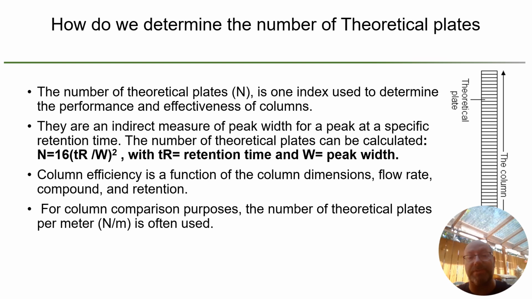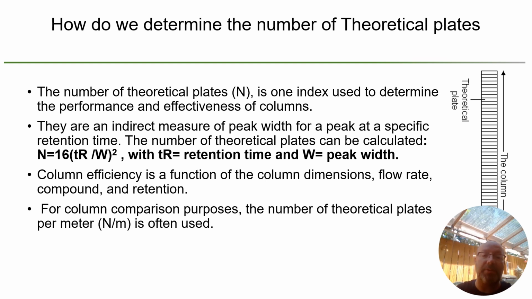The column efficiency is a function of the dimensions, flow rate, compound, and retention. For column comparison purposes, the number of theoretical plates per meter is often used. So the number per meter is the standard that we would use in process column chromatography when we're talking about big industrial scale processes.